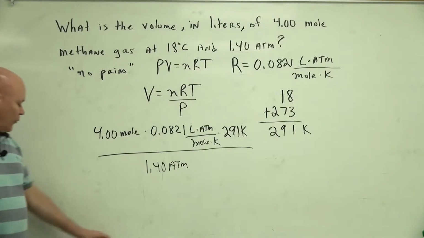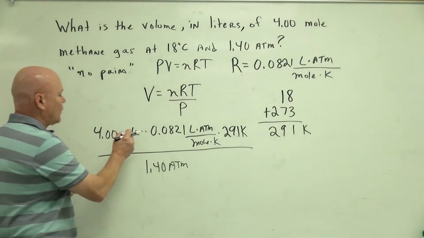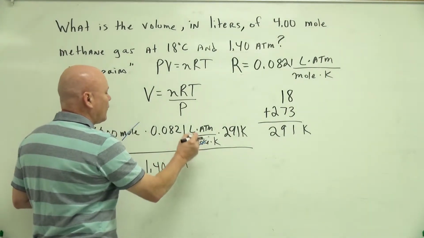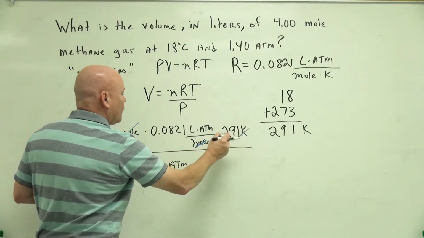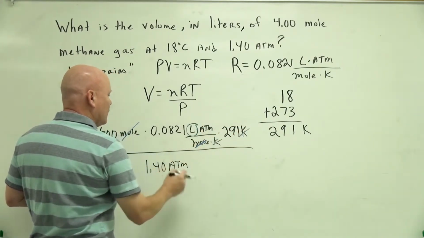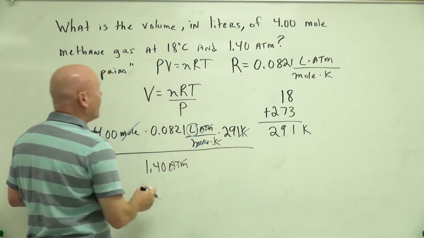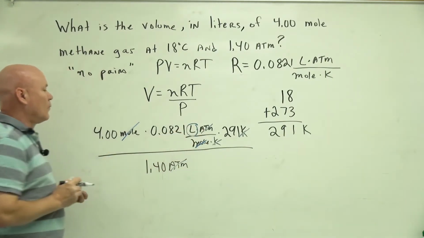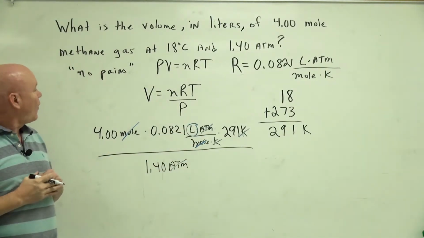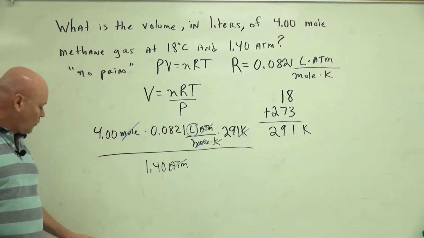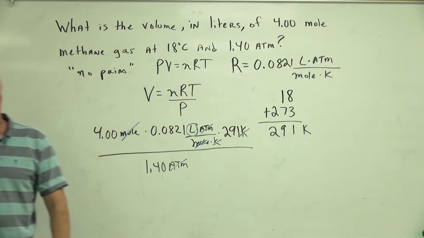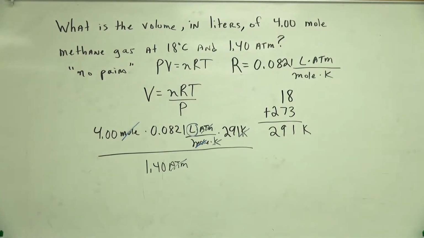Now our units cancel, of course, because we're using the correct R. We should check. Moles cancel, Kelvin cancels, and we're left with liters, and atmospheres cancel there. And so there you go. R cancels everything except for the volume, which is what we're looking for, which is liters. And so now let's go ahead and put this in our calculator.